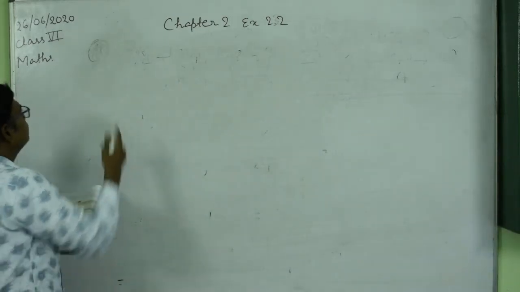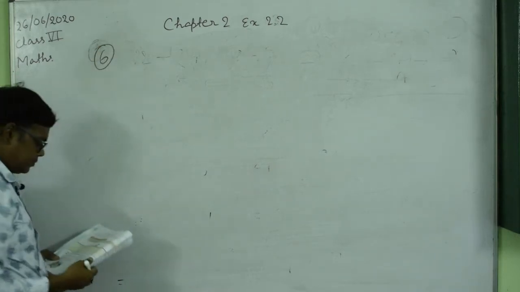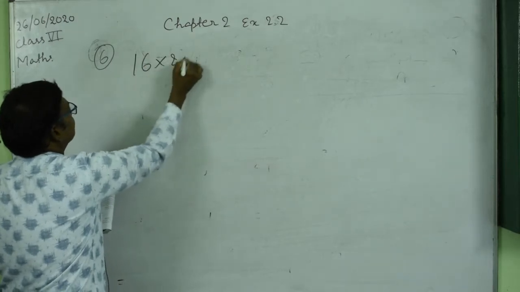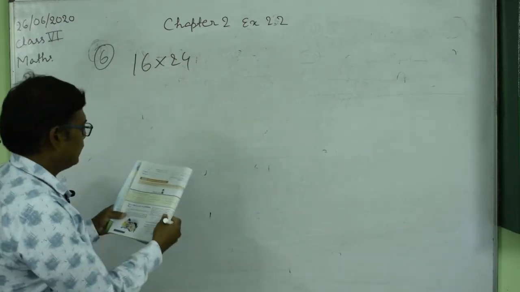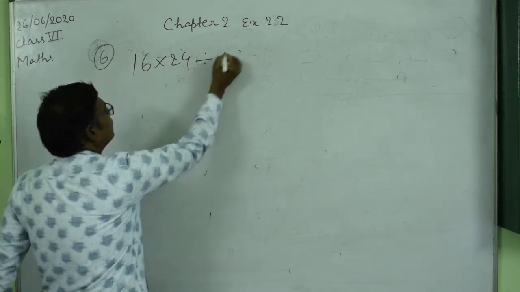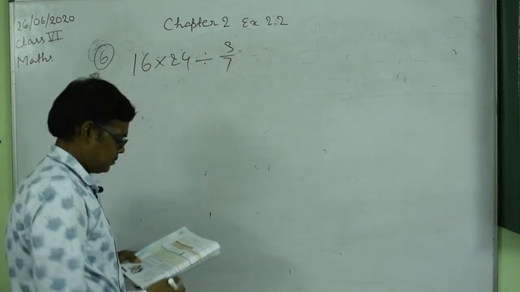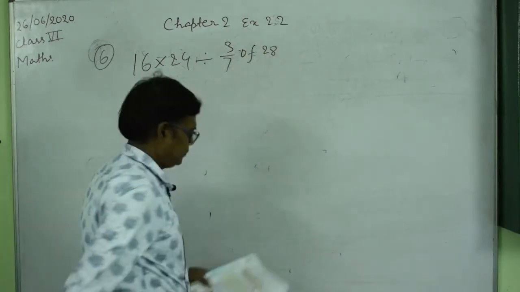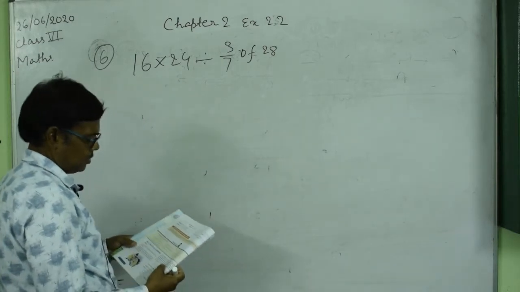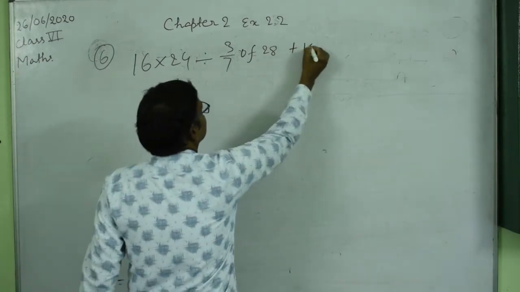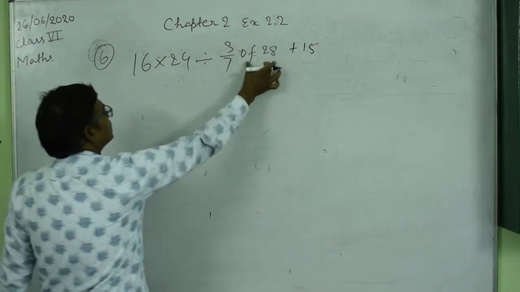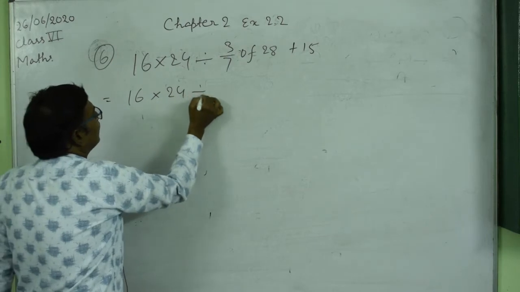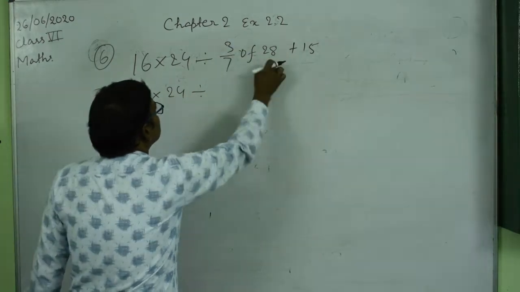Question number 6. 16 into 24 divided by 3 by 7. Okay, division, 3 by 7 of 28. And plus 15. So now here first operation, this of operation, that is 16 into 24 divided by, now here 3 by 7 of this means 28 into 3.